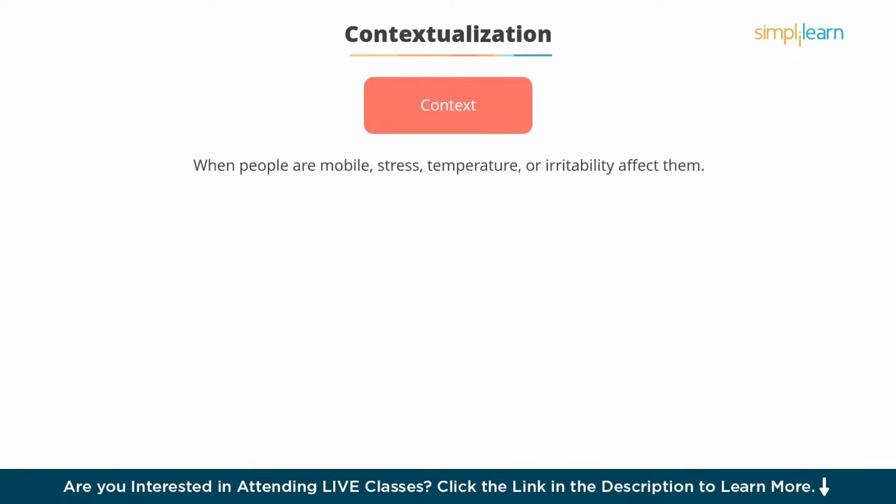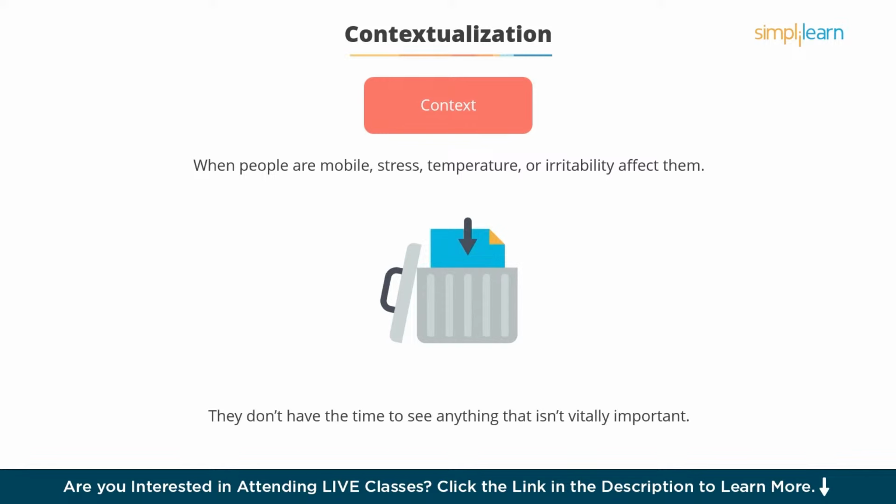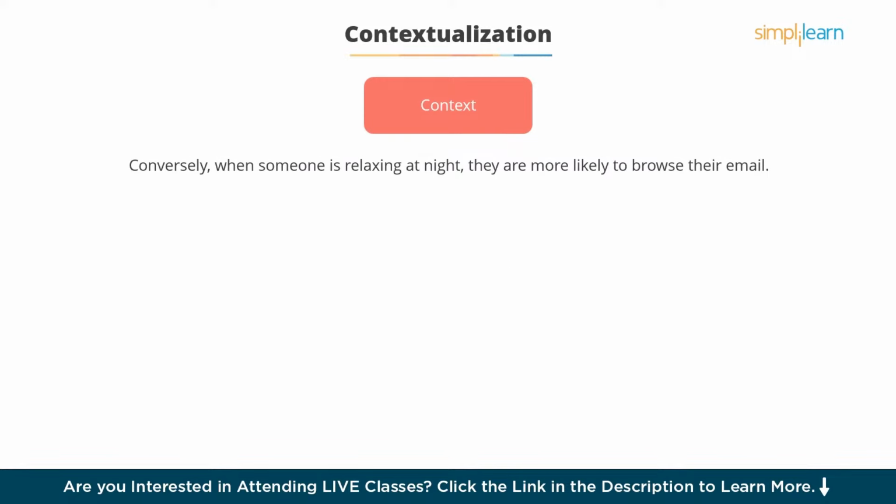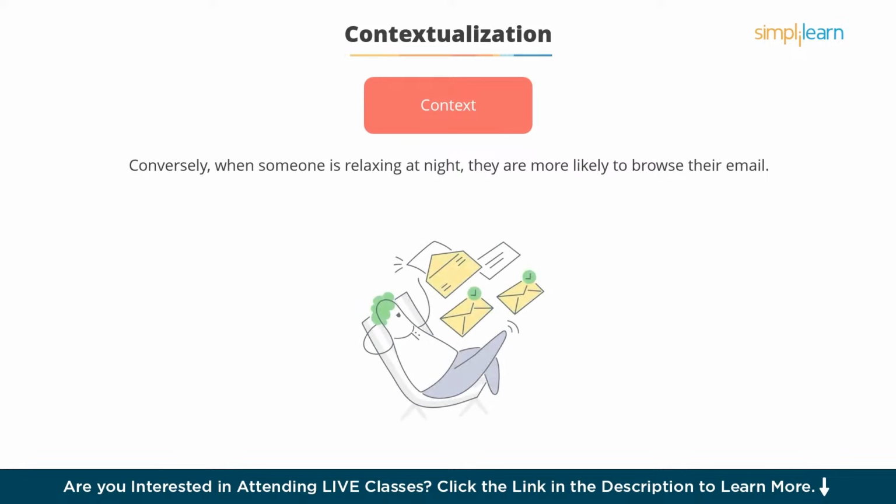I've noticed that when people are mobile and outside factors of stress like temperature or irritability are affecting them, they brutalize their email inbox. They might look at the headline or the sender, and anything that isn't work-related gets deleted in seconds. They don't have the time or the inclination to see anything that isn't vitally important right now. Now, conversely, if they are relaxing at home at night, they're more likely to browse their email, spend time looking at some of the offers, as they're in a relaxed frame of mind.